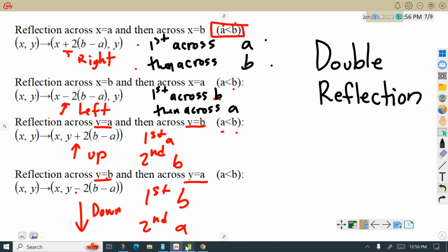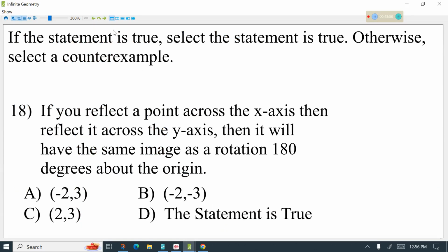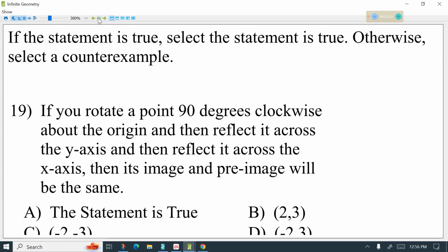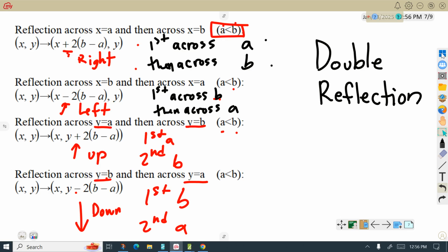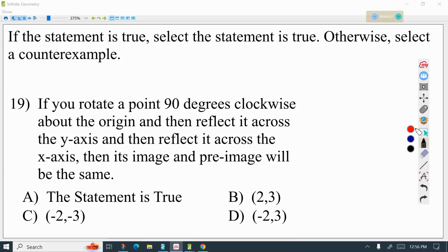All right, so now we've got another word problem for you to think about. Number 19 here. If you rotate a point 90 degrees clockwise about the origin, and then reflect it across the y-axis, and then reflect it across the x-axis, its image and pre-image will be the same. This would be a good experiment for you to do. I would feel like you are doing critical thinking.